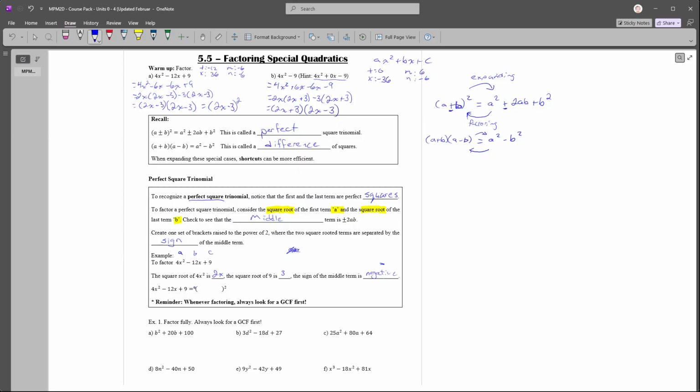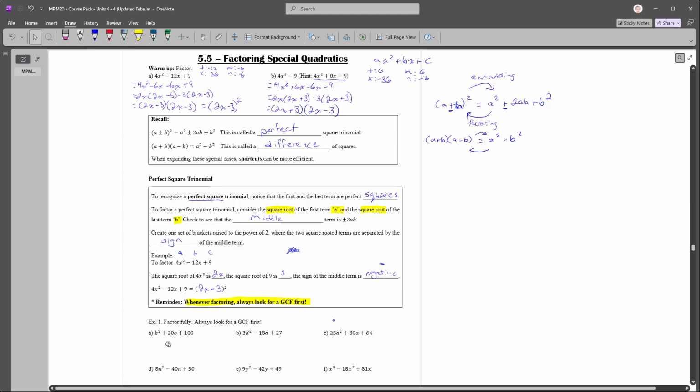So let's try this out. So that means that we're going to take the first term, which is 2x. We're going to take the last term, which is 3, the square root of it. And then we're going to use the sign from the middle term. Now, if you multiply this out, and expand it, you're going to end up exactly where we started. Okay? So let's try that out on a few of these below. Now, of course, as always, the first thing it's telling us is whenever you're factoring, always look for the greatest common factor. If you don't do that, you might end up doing a lot more hard work than you think.